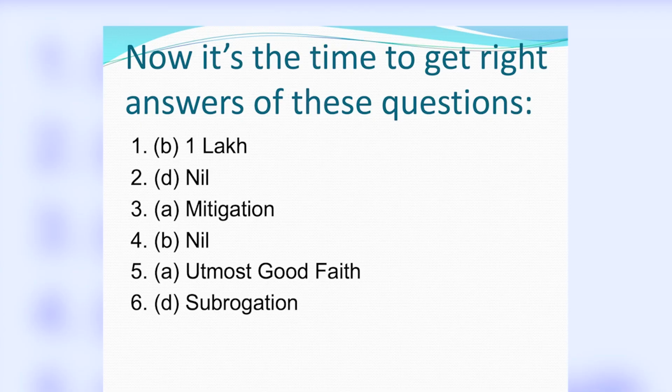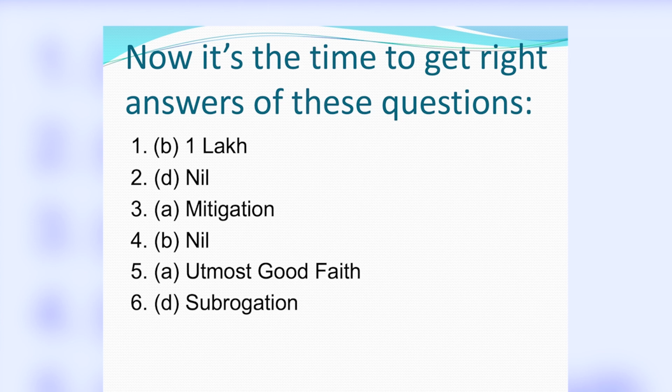I hope all of you have completed your assignment. Now it's the time to tell your answers. Answers are, for the question number 1, right option is B, that is rupees 1 lakh. Question number 2, the right option is D, that is nil. Question number 3, option A is correct, that is mitigation.